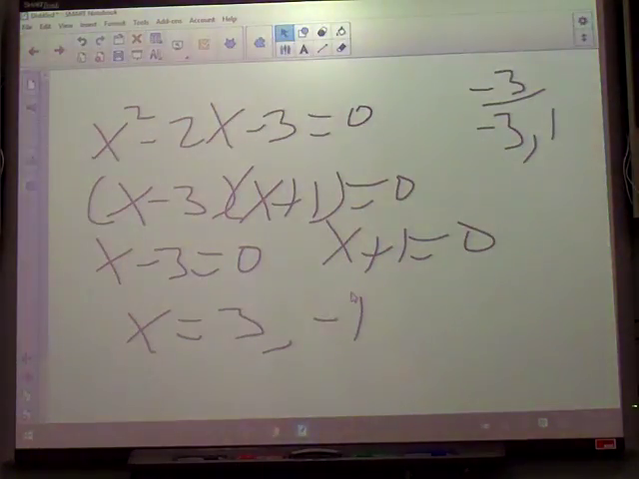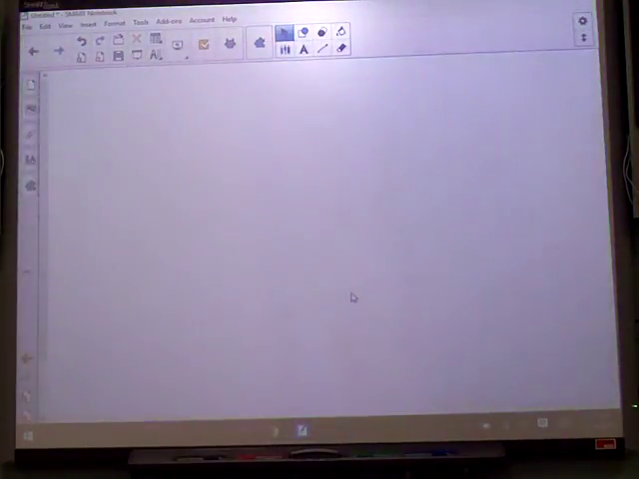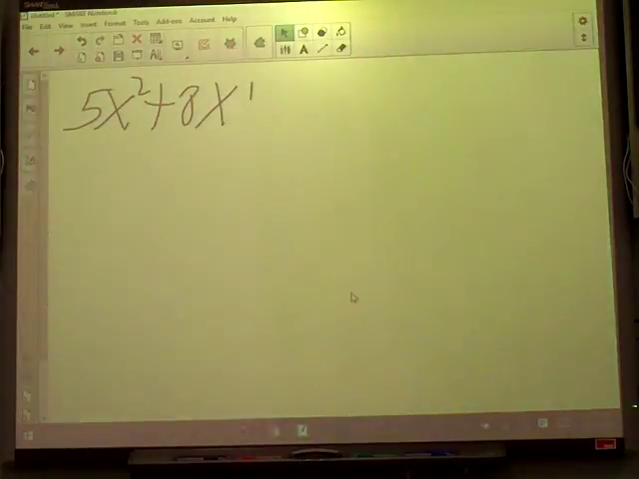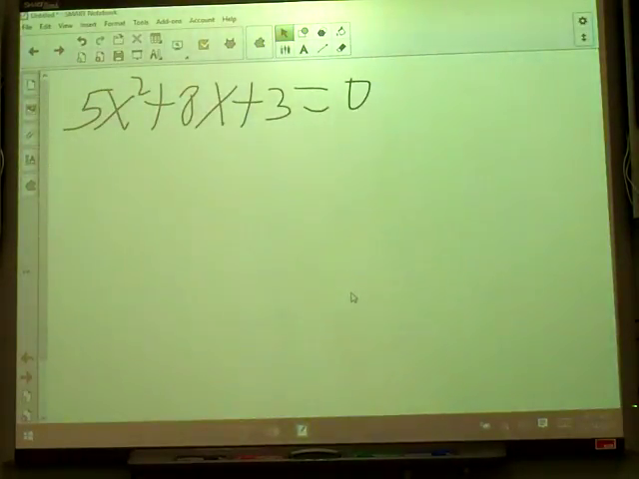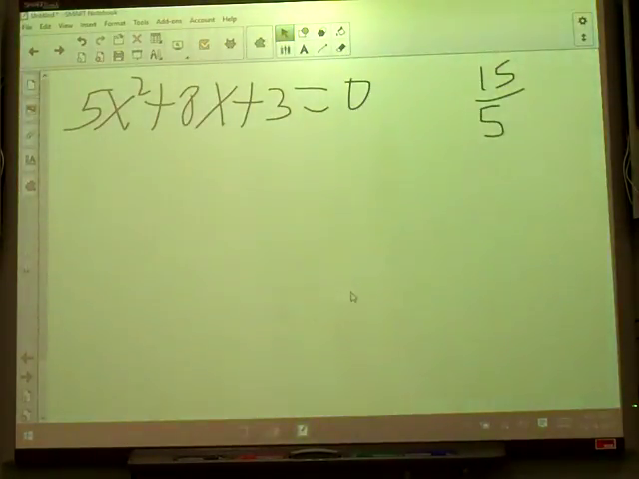Alright, 106, I'm going to use factoring also, but my A's not 1, so we have to remind you how to factor by grouping. I've got 5x squared plus 8x plus 3 equals 0. A lot of people yesterday did this one using the quadratic formula, and that's possible. You could use the quadratic formula. I don't mind that. A times C is 15. Factors of 15 that add to 8 are 5 and 3. So I'm going to substitute those in and do factoring by grouping.